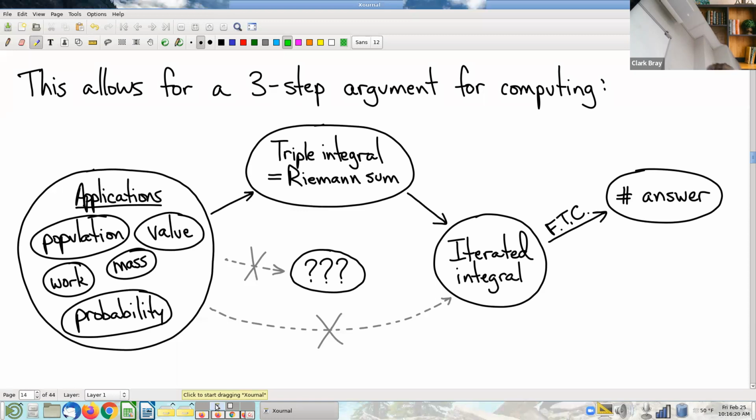Okay, sorry for the late start. So here's where we were last time. Well, here's what we were talking about last time. We were talking about triple integrals. And reminder, here's the sort of big picture overview of triple integrals.